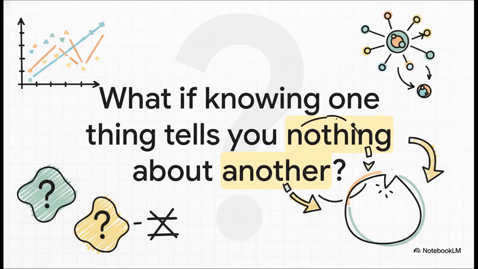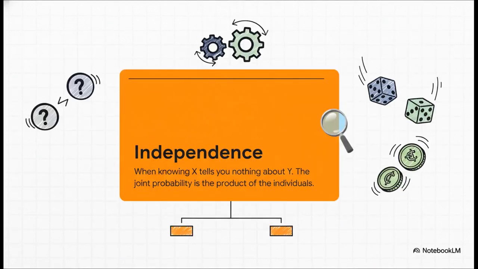Well, that leads us to the next logical question, doesn't it? What happens when that new information is completely, utterly useless? When knowing one thing tells you absolutely nothing new about another? And that brings us to this absolutely crucial concept, independence. Formally, it's when the probability of two things happening together is just their individual probabilities multiplied. It's really the ultimate test to see if two variables are truly, completely unrelated.